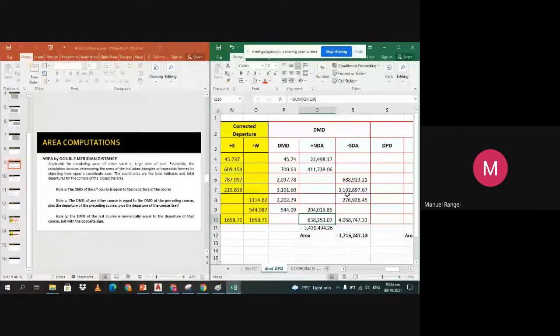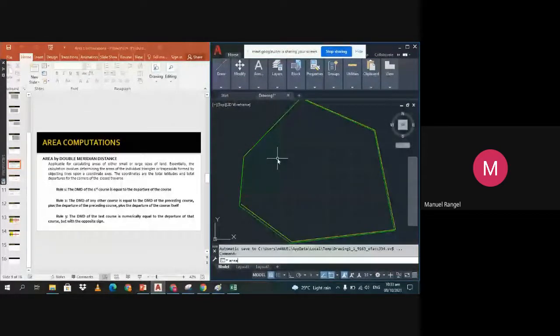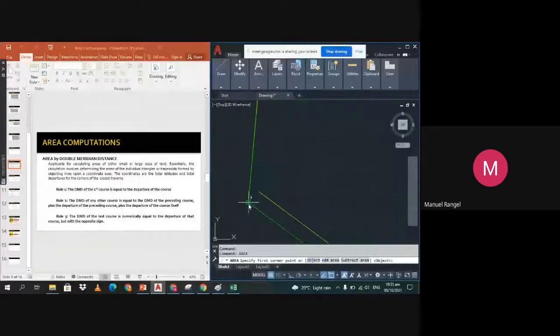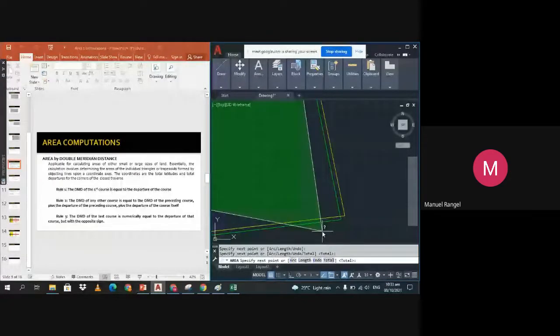I take the total of the NDA. So NDA minus, since the negative 4 million is bigger, the sign becomes negative 3 million. That is the double area. Then divided by 2. So we get the correct area of the traverse. So let's check this in AutoCAD. That is the area. So actually for area, the sign is disregarded, only its value matters.